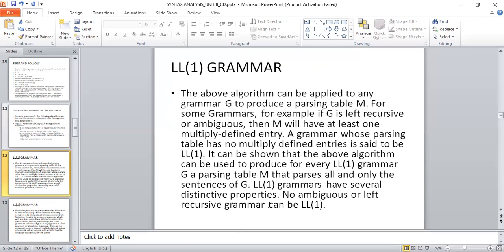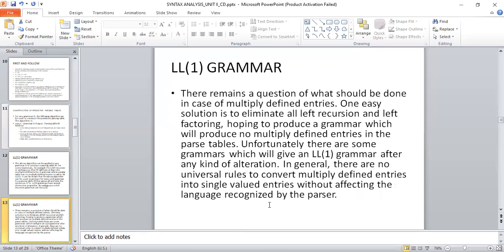So LL1 grammars have several distinctive properties. No ambiguous or left recursive grammar can be LL1. So there remains a question of what should be done in case of multiply defined entries, right? One can say the solution is to eliminate all left recursion and do left factoring, hoping to produce a grammar which will produce no multiply defined entries in the parsing table.